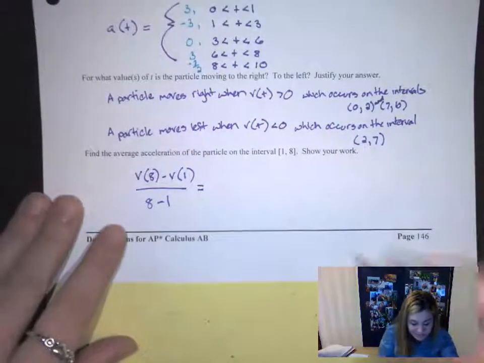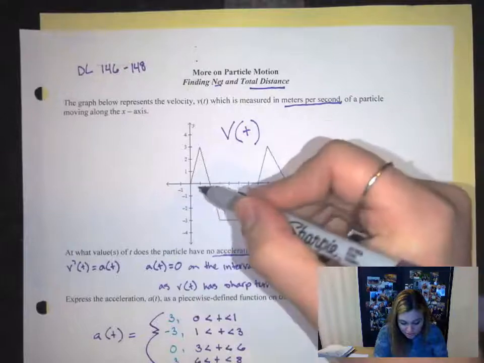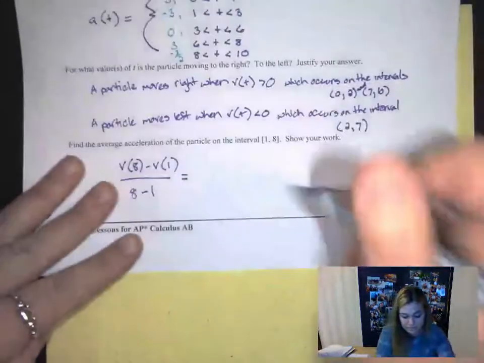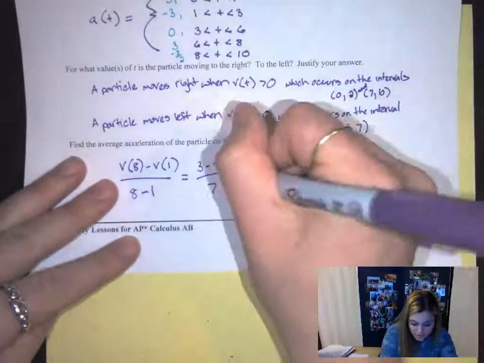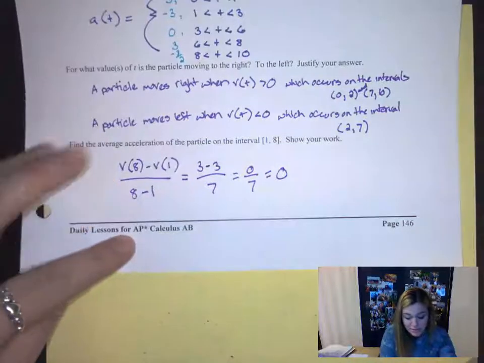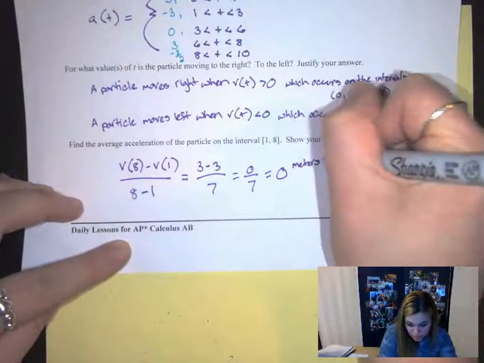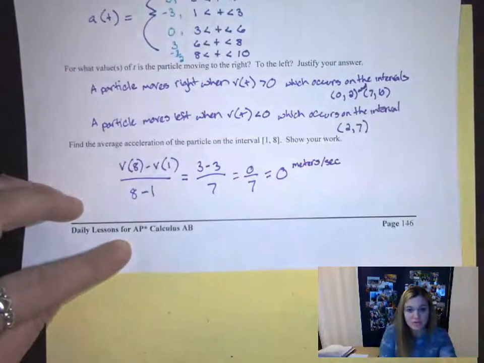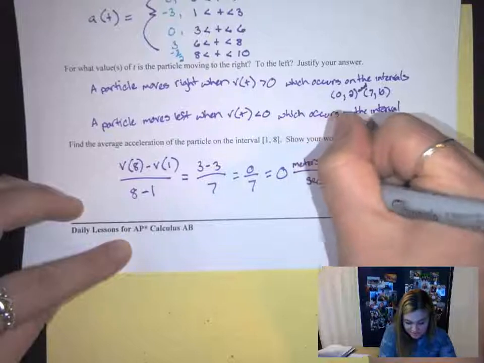V of 8 minus V of 1. V of 8 is 3. V of 1 is also 3. 3 minus 3 is 0. 0 divided by 7 is still 0. You still need to make sure that you put units. This would be meters per second was in the numerator, because that was what velocity was given as. This 7 down here would be seconds.